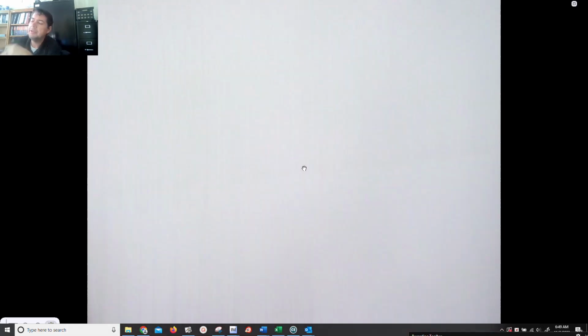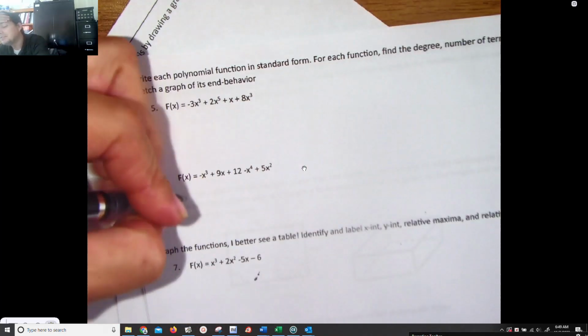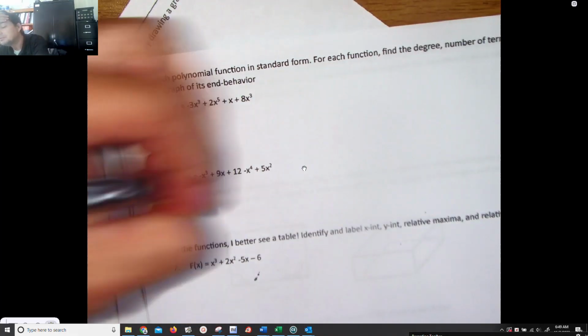All right, write each polynomial in standard form. For each function, find the degree, number of terms, leading coefficient, and sketch a graph of its end behavior. One of y'all is gonna be like, I don't understand. Whatever. This is as easy as it gets. If you don't understand this, you're in trouble.